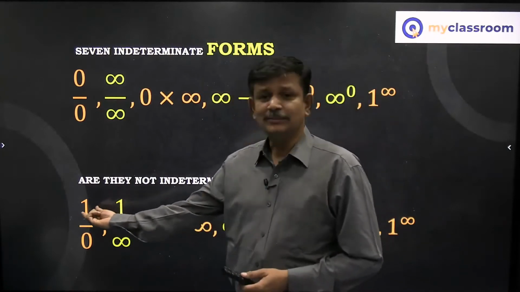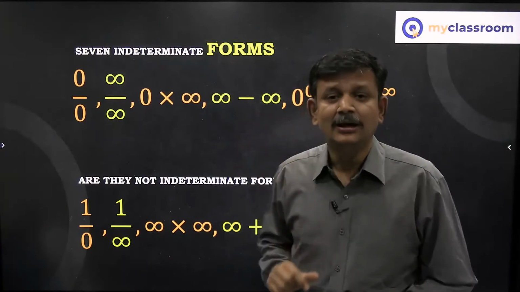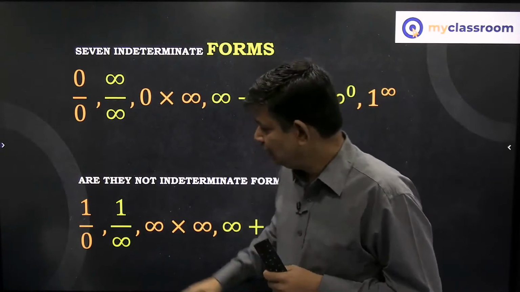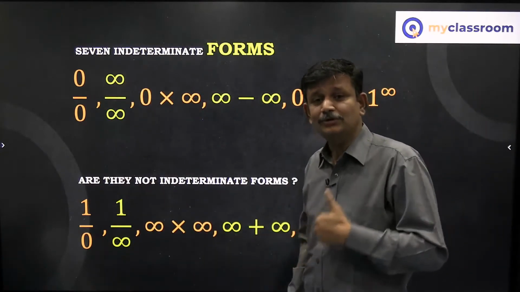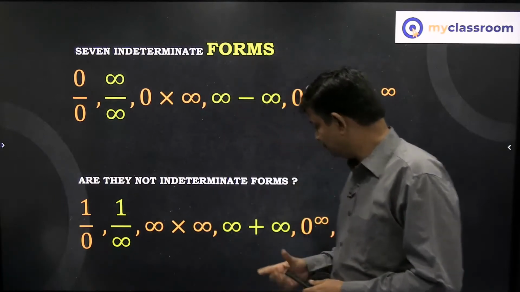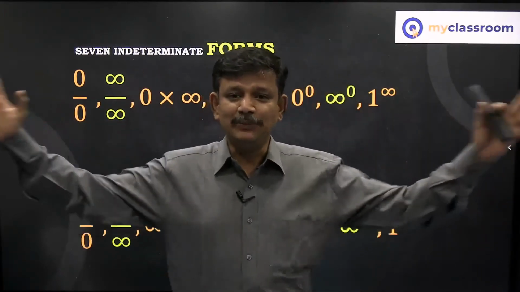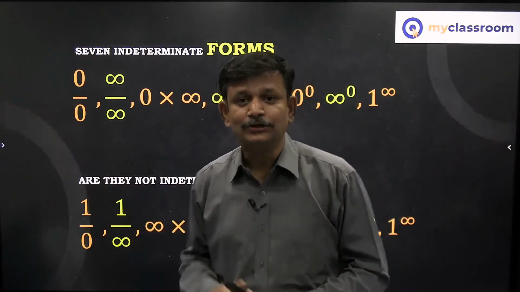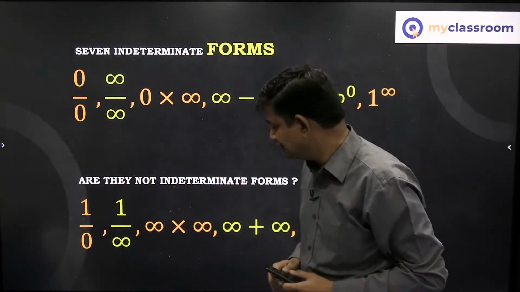Now, if numerator is approaching 1 and denominator is approaching 0, numerator is a number 1, denominator is a very small number close to 0, then what will be the ratio? It will be a huge number, infinity or minus infinity. So you are able to make some conclusion about the final output. So it is not indeterminate form. Likewise, infinity multiplied by infinity, a very large number multiplied by another large number, what will be the output? Larger, right? So you are able to make some impression about the final output. So again, it is not an indeterminate form.